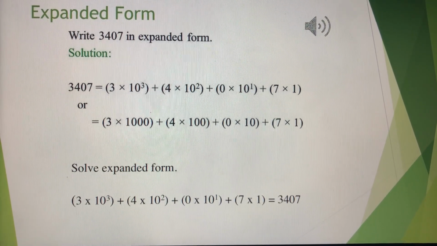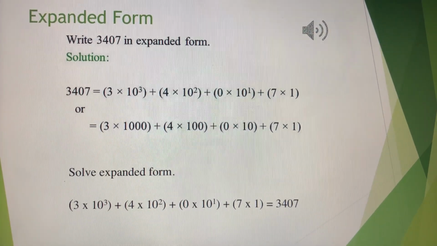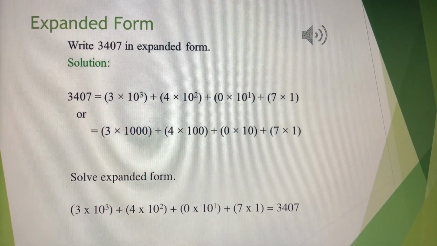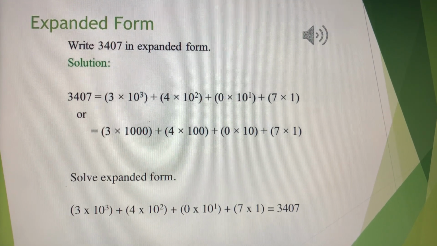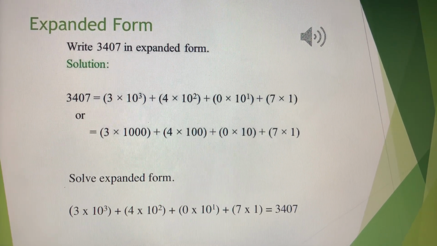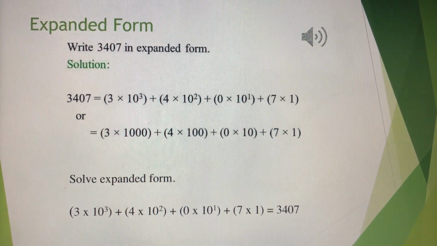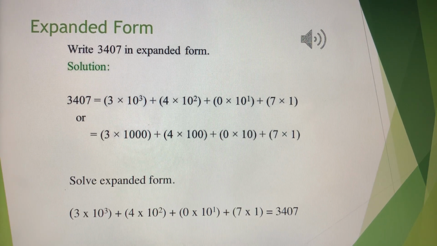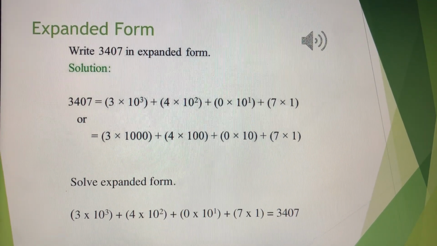The next part of this section is expanded form. With the use of exponents, Hindu-Arabic numerals can be written in expanded form, in which the value of the digit in each position is made clear. In a Hindu-Arabic numeral, the place value of the first digit on the right is 1. The place value of the second digit from the right is 10. The place value of the third digit from the right is 100, which is also 10 squared.